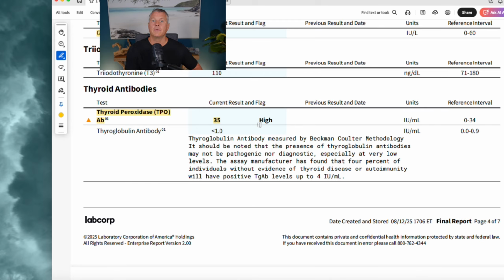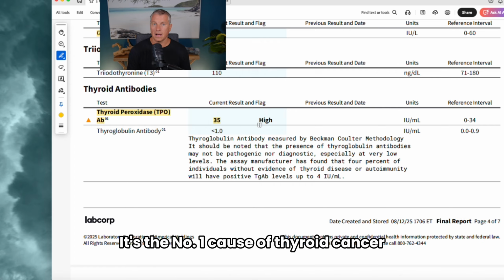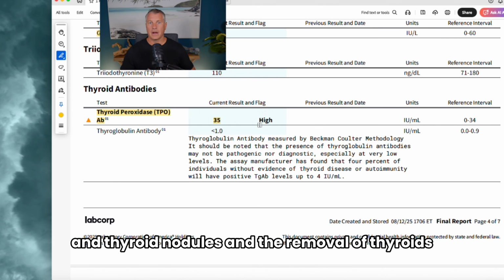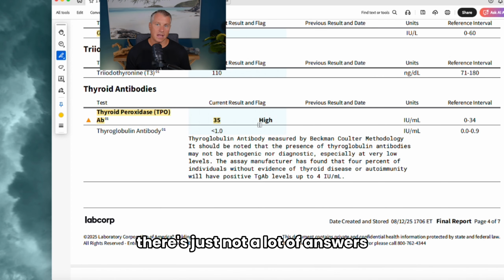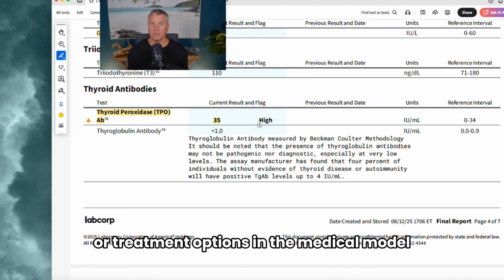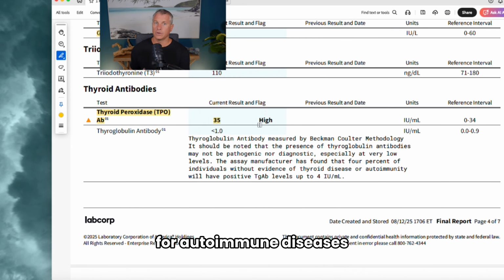No, it's just making them give the hormones they no longer can produce on their own, and then eventually things look better on paper. So the immune system continues to attack, and it's the number one cause of thyroid cancer and thyroid nodules and the removal of thyroids because the immune system is the issue. And unfortunately, there's just not a lot of answers or treatment options in the medical model for autoimmune diseases.